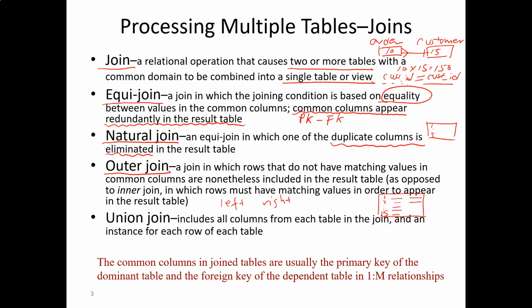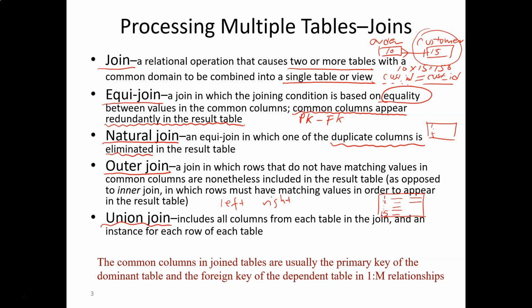If you want to show all the customers, no matter if they have purchased anything or ordered anything, then you probably will do a right join here, because we have the customer table on the right side of our SQL statement here. And then the last one is called the union join. A union join includes all columns from each table in the join and an instance for each row of each table.